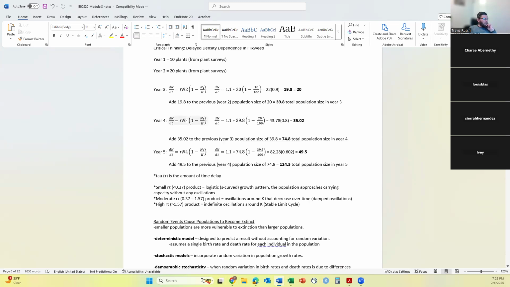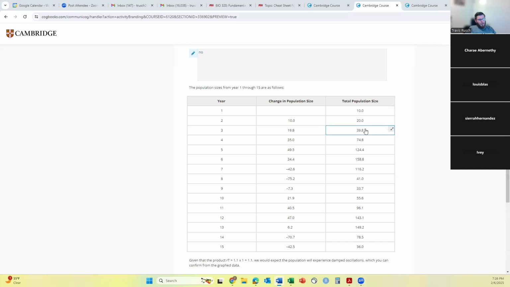And then for year 4, we switch these values to N3 and N2. And we calculated our N3 right here. We have our N2 up here. So that's where the 39 and the 20 come from. And gives us 35 for year 4. And then we can add that to year 3 to give us the total value of 74.8. And then for year 5, we change these values now to N4 and N3. So just building on it will give us our values, and we just already need to add them together. And that's for these, where we had 10, 20, 39, 74, 124, and so on.